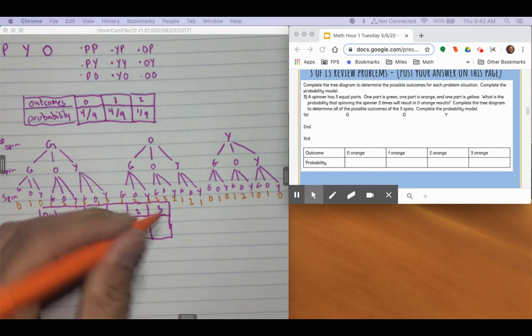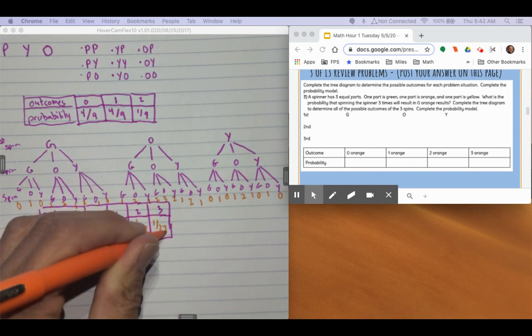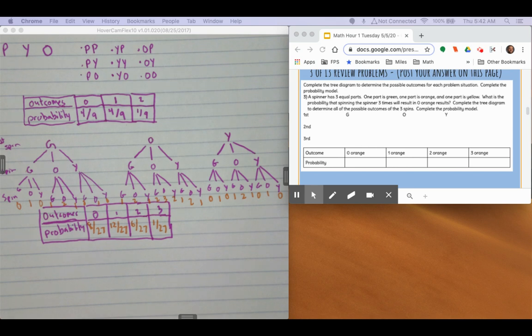And then I want to check my math here. 8 27ths plus 12 27ths is 20. Plus 6 27ths plus 1 27th is 27 27ths. So that should be all of my options. I want to make sure that my probability there adds up to 1.